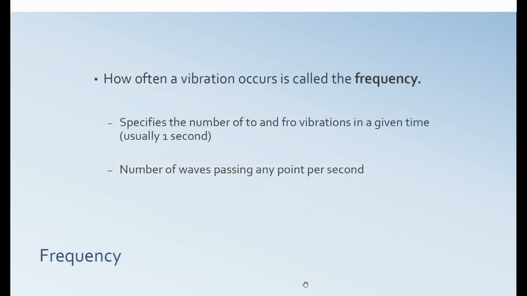Now, how often this vibration occurs, or how often our pendulum makes a swing to and fro in a certain amount of time, is called the frequency. So the frequency specifies the number of to and fro vibrations in a set time. And usually when we're talking about waves, we're using 1 second of time. So this would also be the number of waves passing any point per second.